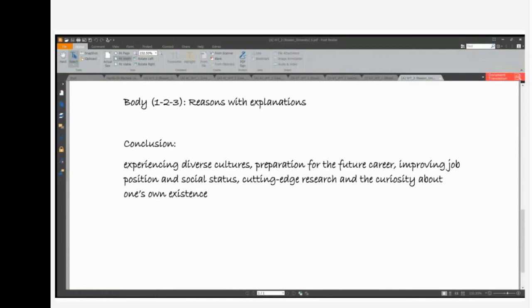Okay, so as we have planned our conclusion, we can write the conclusion in this way. Like, in conclusion, education, experiencing diverse cultures and customs, getting prepared for future career, improving job position, subject matter interest, and social status are the main reasons for people to attend colleges and universities. So now we have summarized the things that we have said in our body parts while we were actually explaining these points, and we just summarize all of that into our conclusion like that.